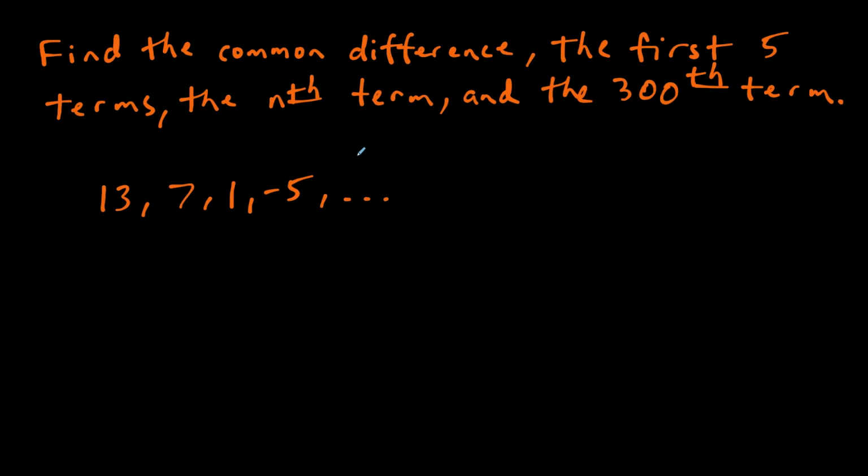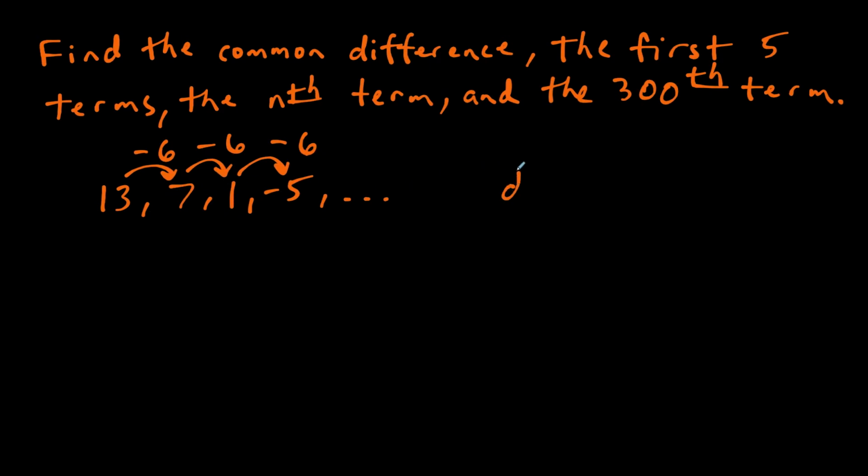So now let's take a look at a different kind of example. Let's say we want to find the common difference, the first 5 terms, the nth term, and the 300th term of this arithmetic sequence here. So the first thing I'm going to look for is the common difference. And I'm noticing right away that this sequence decreases by 6 each time. And you could see here that, once again, each time I just do 1 minus 6 to get to -5. I could do 7 minus 6 to get to 1.